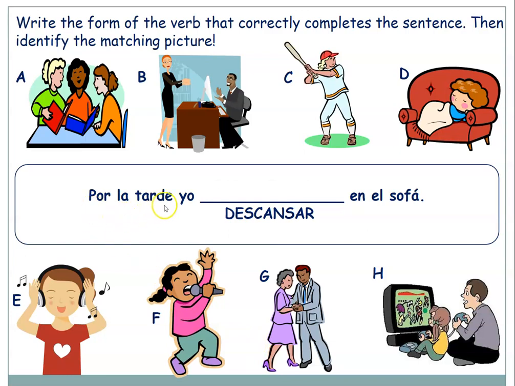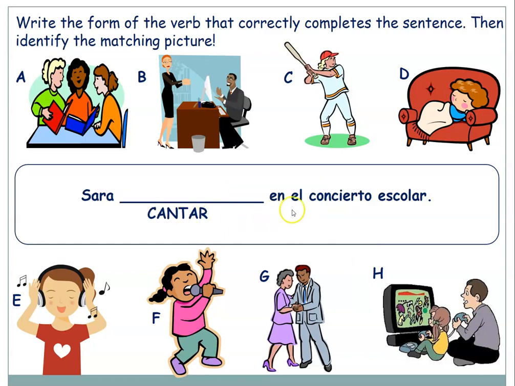Por la tarde, yo blank en el sofá. In the afternoon, yo and descansar, we learned this in the first unit vocabulary, means to rest, en el sofá. So we obviously know that that one is what we're talking about. Now we have la forma yo, and we need to change it to match descansar. For descansar, I'm going to drop the AR and I'm going to add the ending for yo, which is o. So, por la tarde yo descanso en el sofá.